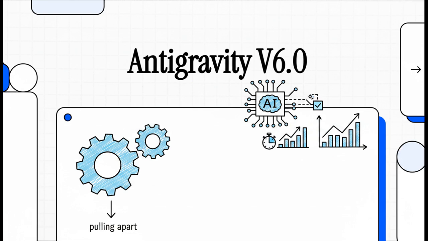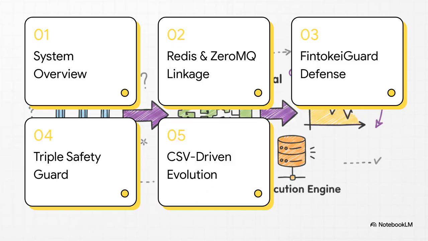Today, we're exploring the architecture and the signal lifecycle of the Antigravity Trading System, specifically version 6.0. This is a system perfectly engineered to navigate the super strict regulatory waters of prop firms like Fintokei, all while running advanced AI models across multiple assets simultaneously. We are going to break down exactly how this machine operates, from the literal millisecond data enters the system all the way to execution. So, here is our roadmap for today.